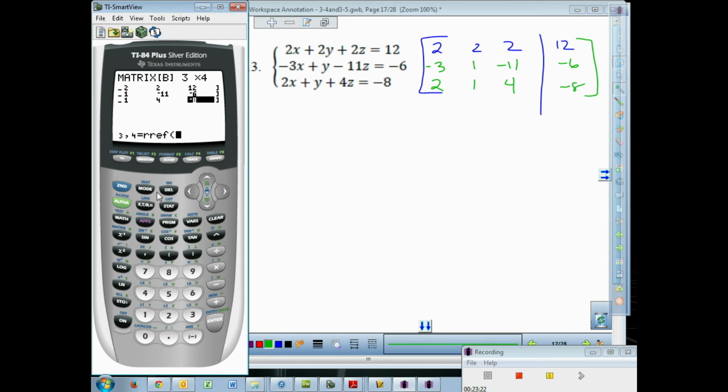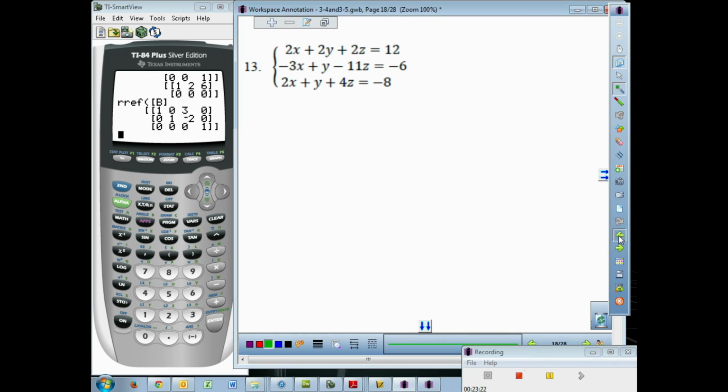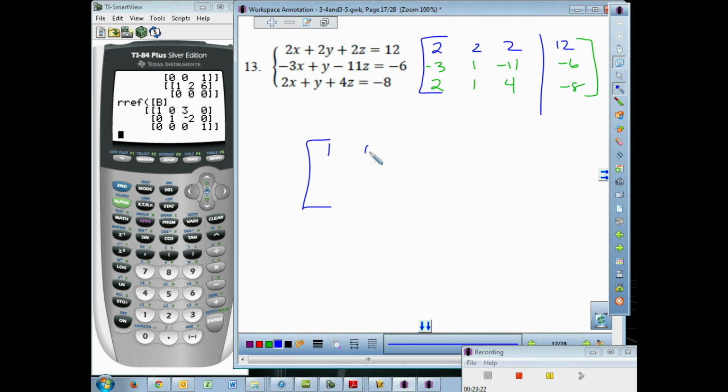I forgot to quit out of it, for those who are watching what I was doing. Got to quit out of it first, then go to math. Matrix B. Then write your augmented matrix down. Now we have to augment it. Write your reduced row echelon form matrix down.